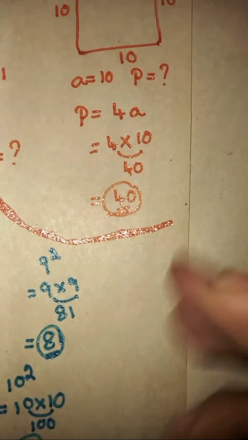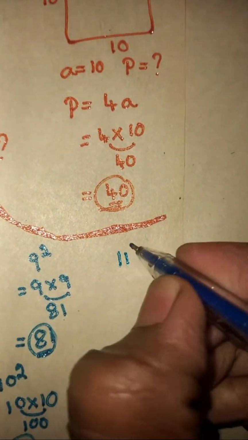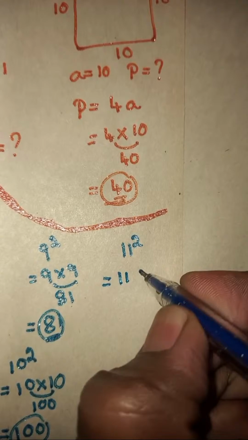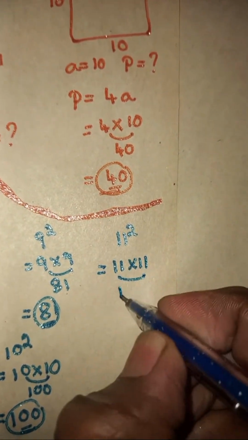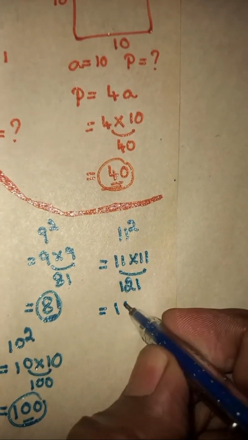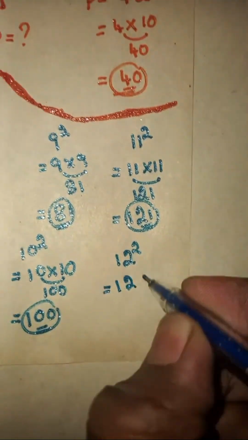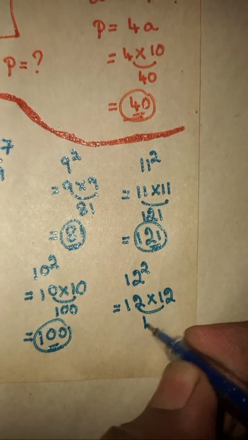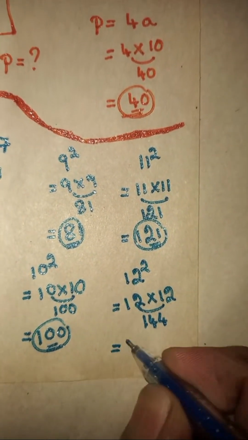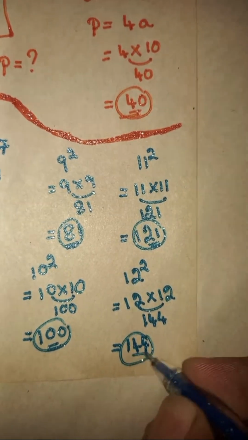Let's write 11 square. 11 square can be written as 11 times of 11. 11 times of 11 is 121. Let's write 12 square. It can be written as 12 times of 12. 12 times of 12 is 144. So it is equal to 144.